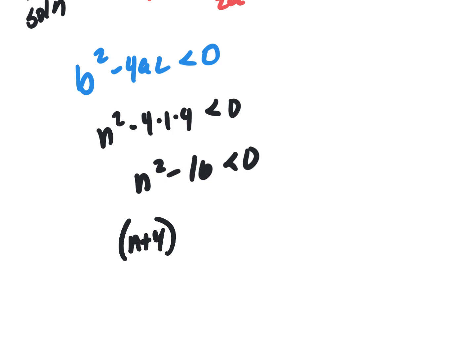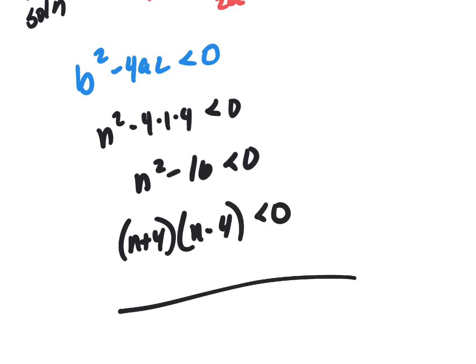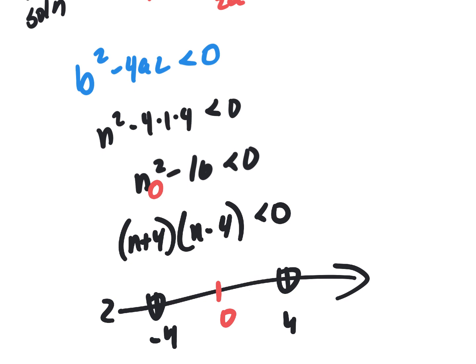n plus 4 and n minus 4 is less than 0. Draw a line, and I get negative 4 and positive 4, empty circles. And then I'm going to say I want to test intervals. Let's say I test 0 in here and see if it works. I'm going to put it in this equation. 0 minus 16 is negative 16, which is less than 0. It worked, and I'm pretty sure it's only here.